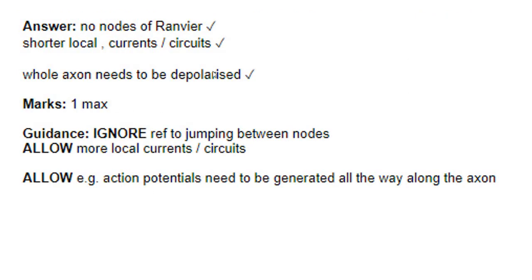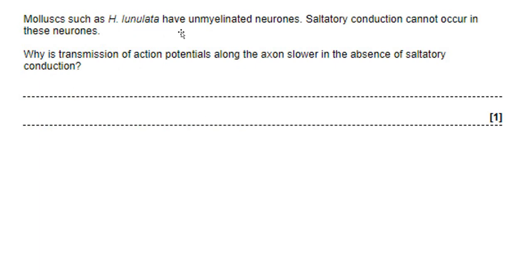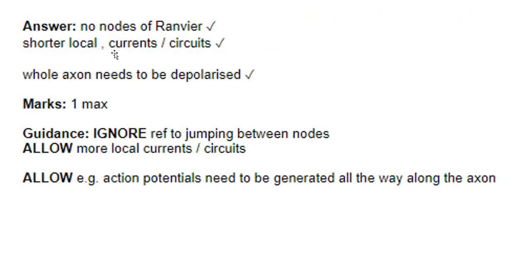Okay, so you should have put it creates a local current, and you could put a shorter current with no node of Ranvier. And you can always write the opposite. So if you're saying that in the mollusks they have no nodes of Ranvier, it means they're slower. If you set it the other way around, you'll normally be okay. And you can see here in the guidance, ignore the reference to jumping between the nodes. You cannot say the electrical current jumps between the nodes. It won't get you the marks. But by saying it creates a local current, does.